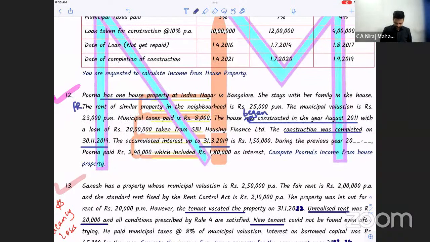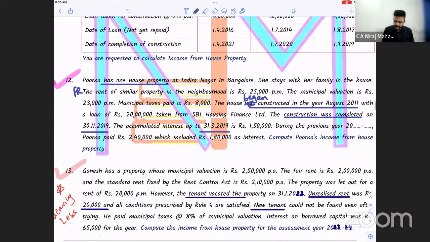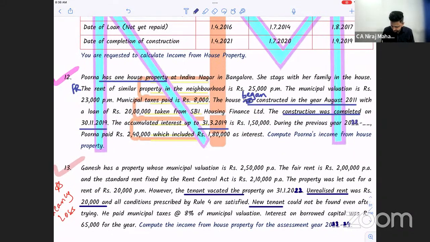All right. During the current year, 22-23. Understand, pay attention now, Bacho. During the current year, Purna paid 2,40,000, which included 1,80,000 as interest. So obviously they are talking about loan. So the loan repaid during the year was 2,40,000. Okay, loan repaid. I'm talking about her EMIs, etc. Out of the 2,40,000, 1,80,000 is interest only. So remaining will be what? 60,000 rupees.